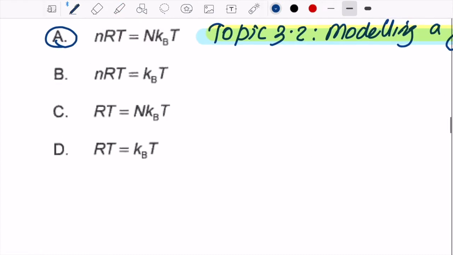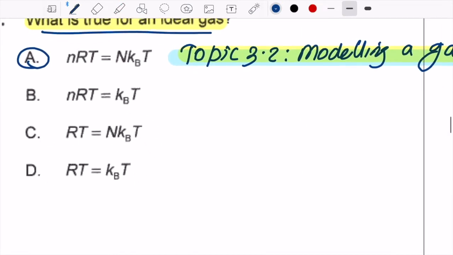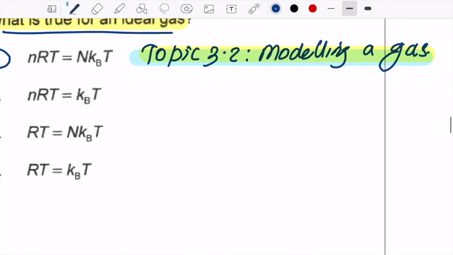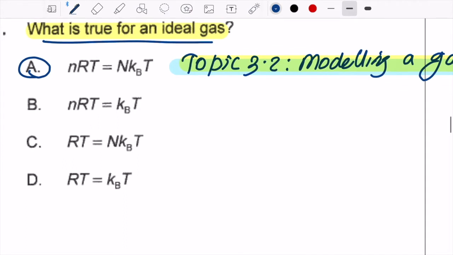Question number 11. They ask what is true for an ideal gas. This is from topic number 3, thermal physics. 3.2 is called modeling a gas. Now they ask which is true. Is this one, or this one, or this? The problem looks confusing, right? But actually, it's a very simple question.